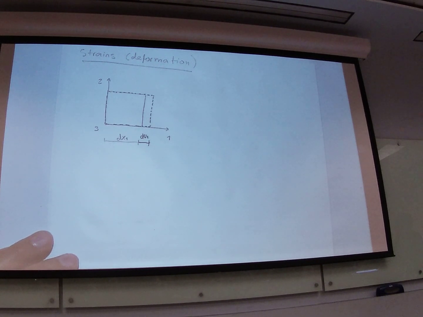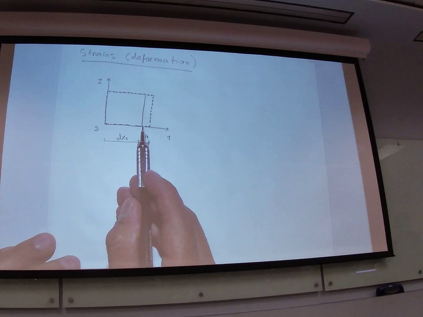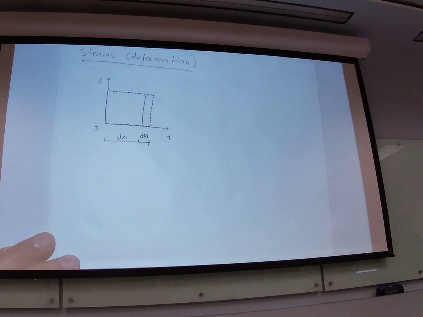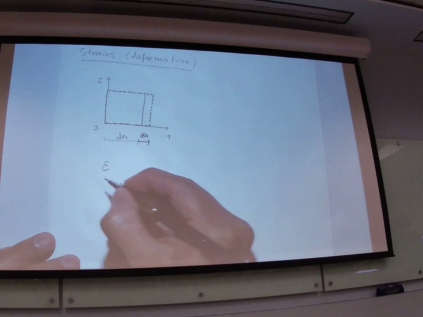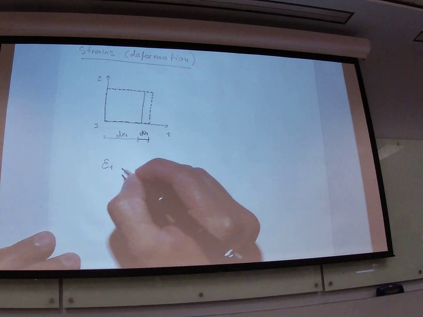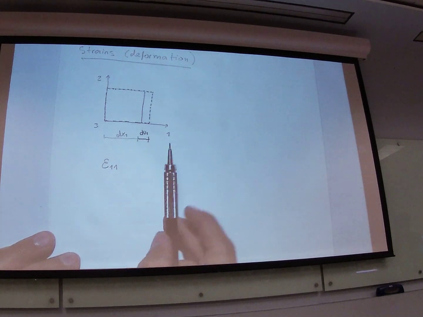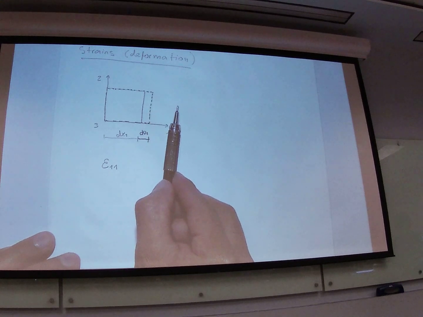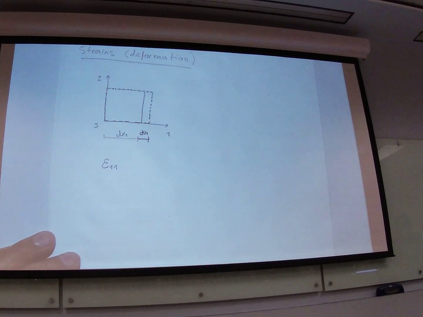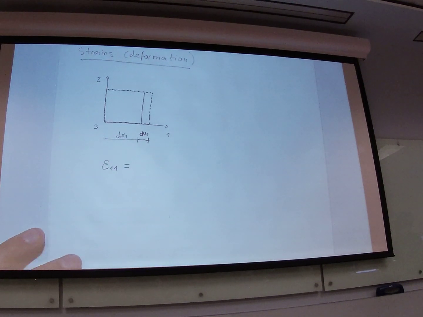Whenever we have this kind of deformation, we're going to call this type of deformation a linear strain, because the deformation is in the same direction of the applied stress. And in particular, in this case, we're going to call this deformation epsilon 1,1. Why 1,1? Because we apply stress in direction 1, the tensile stress, and we have a deformation also in direction 1. And how would you define that deformation? What is deformation? You guys remember the definition of deformation? Change in length divided by the original length.